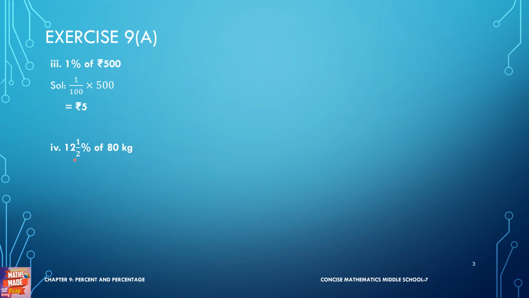Fourth question. 12 1/2% of 80 kg. Here this is a percentage in mixed fraction. So our first aim is to change it into a proper fraction. Now multiply with this 2. 12 into 2 will be 24 plus 1 will be 25/2% into 80. Now we have to remove this percent. For removing this percent, divide with 100. I am placing this 100 in decimal form because even in numerator it is a decimal number, right? You can divide only a decimal number with a decimal number.